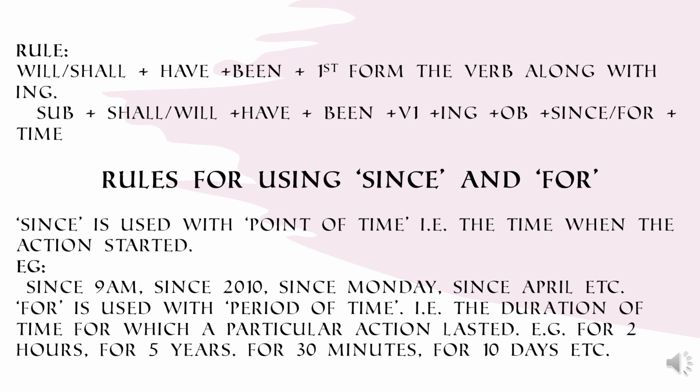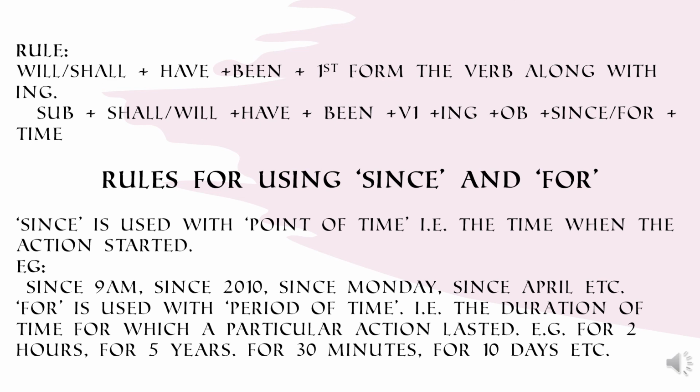So now, where do we use since and for? Since is used with a point of time, for example, the time when the action started. Example: since 9 am, since 2010, since Monday, since April, etc. These are points of time, and we should use since with a point of time.